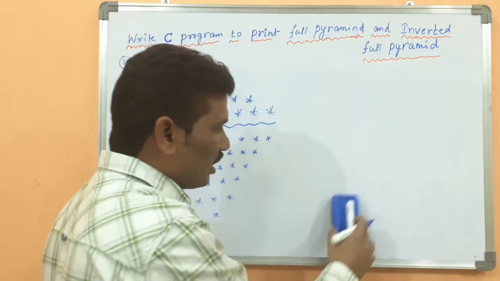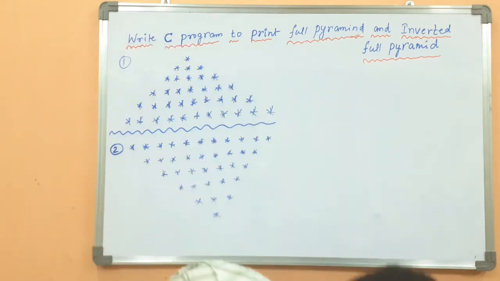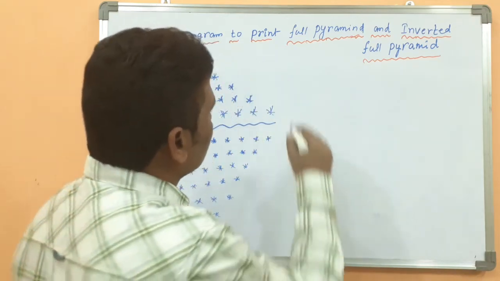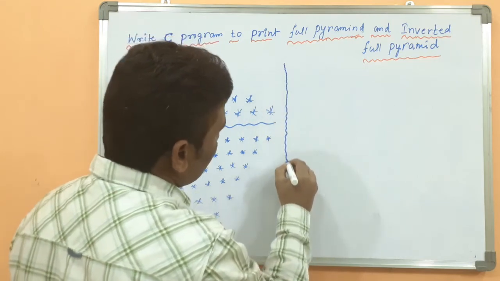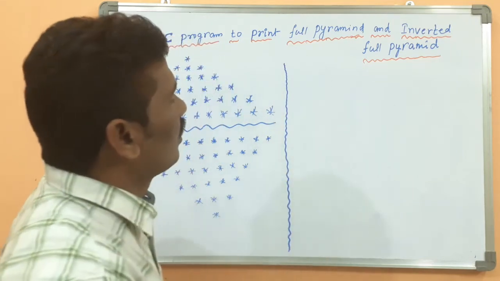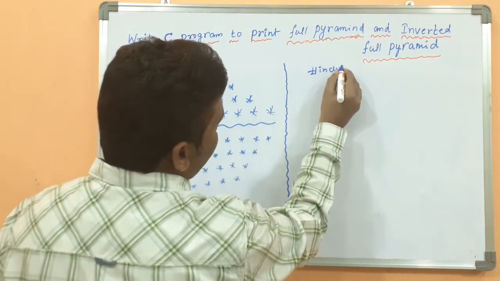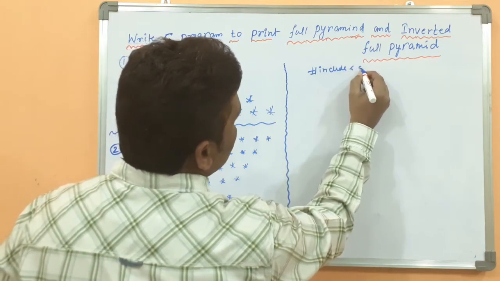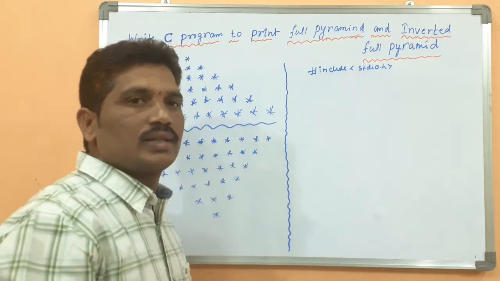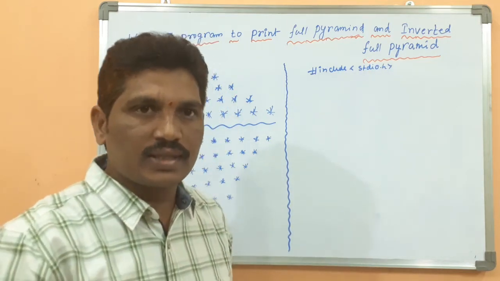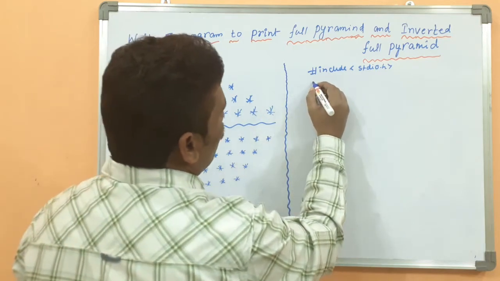Today I will write the program and explain it to you. Look here, I will directly write the program. #include <stdio.h>. You know that stdio.h stands for standard input output, and h stands for header file. Then void main.